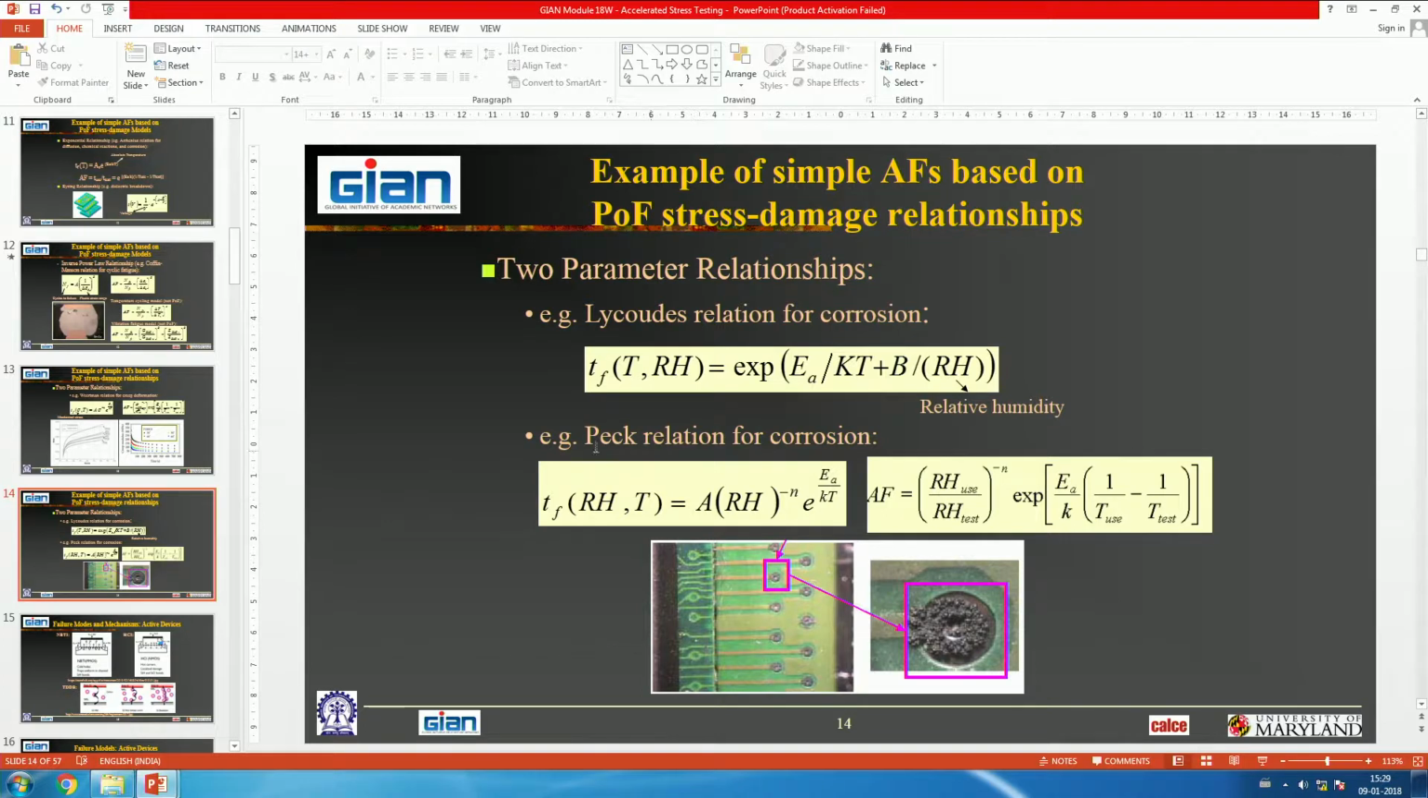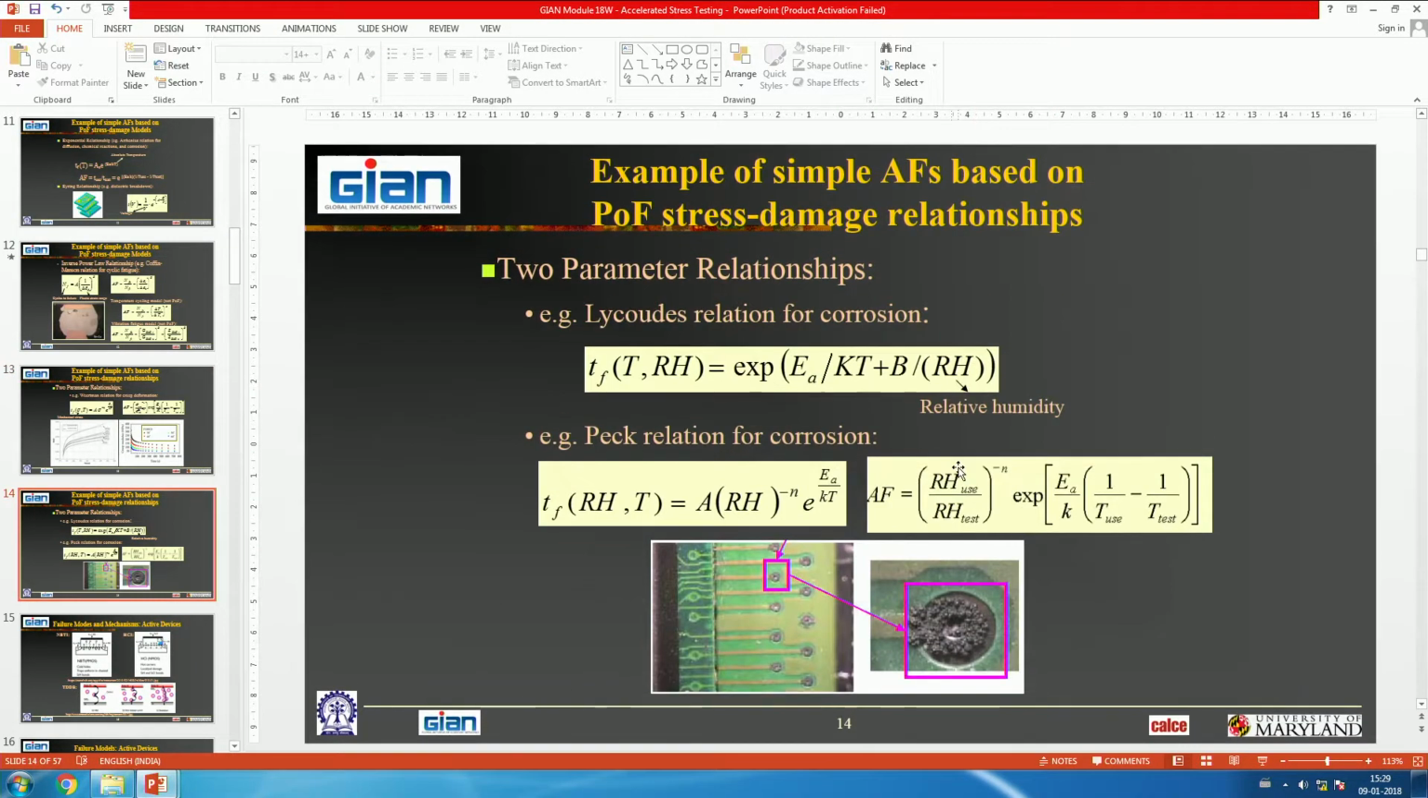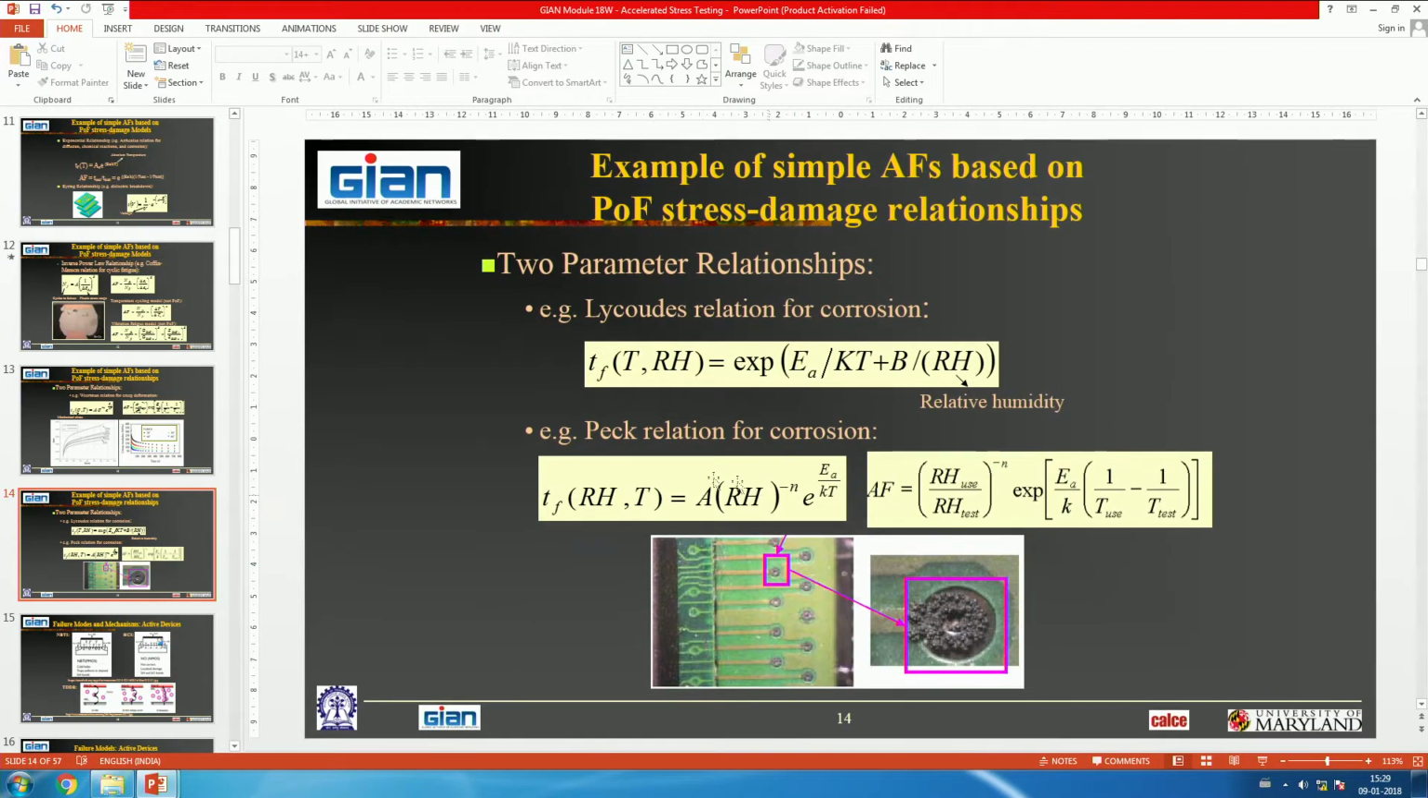Another version of corrosion model that's very commonly used is the Peck relationship. There, the assumption is that there's a power law dependence on relative humidity and exponential dependence on temperature. This one looks very much like our creep model. The RH ratio is raised to a power, and the temperature has the usual Arrhenius relationship. These are just examples of the kinds of semi-empirical simple design models that people use in the literature, and you can use those to get acceleration factors.